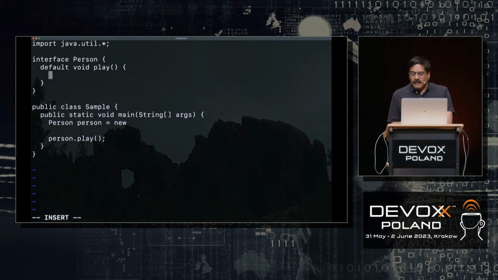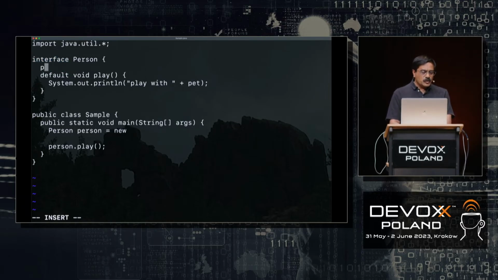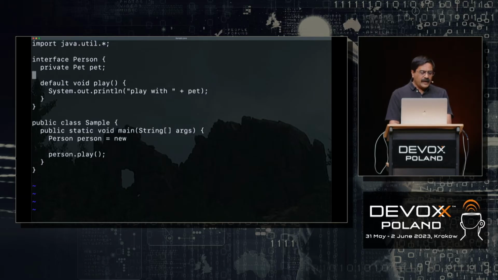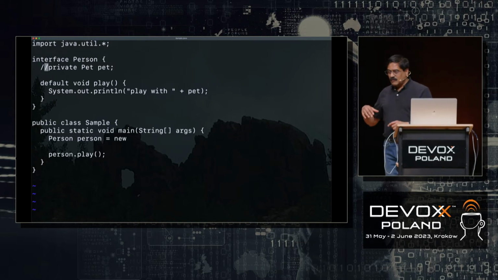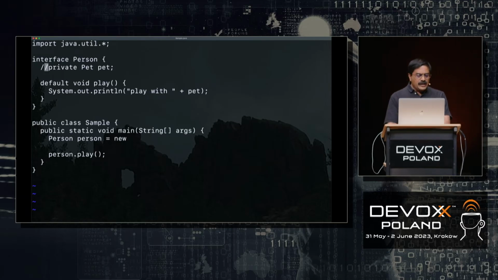So what does the play method do? It's going to say maybe play with, and it's going to use a pet as an argument, for the person to play with the pet. Now, clearly in this case, this is an interface. If it was written as an abstract class, you would have provided a field which would be a private pet, but you cannot really do that with an interface because interfaces cannot have non-final fields. That's not permissible.